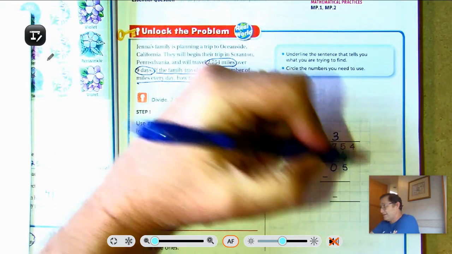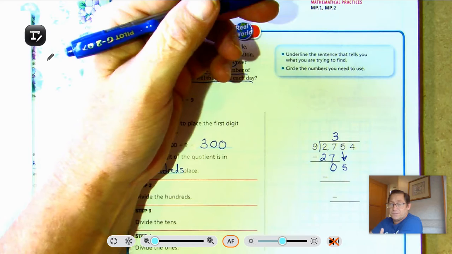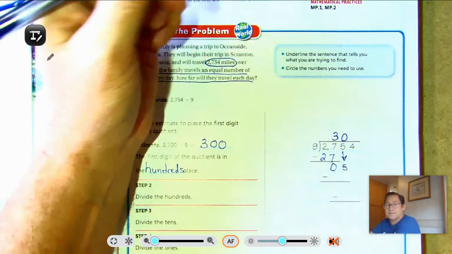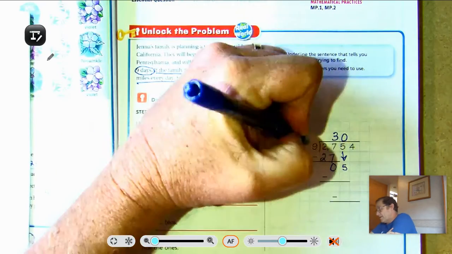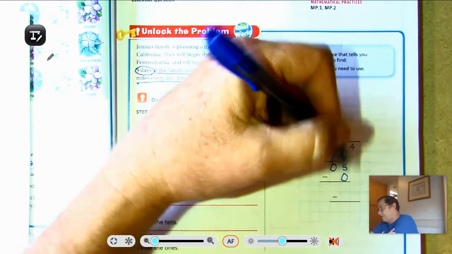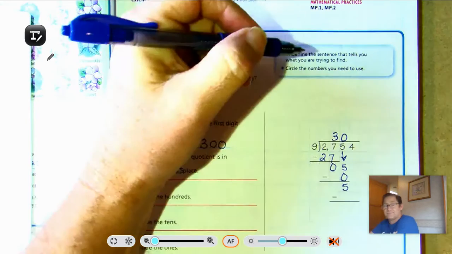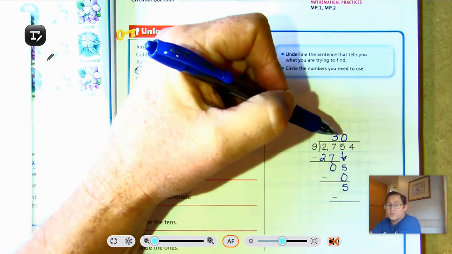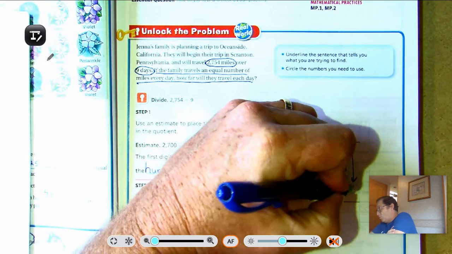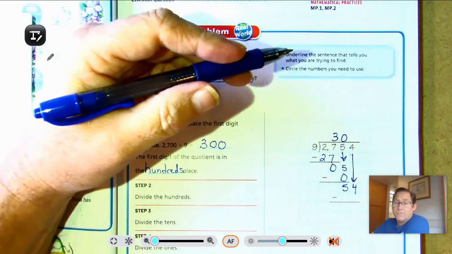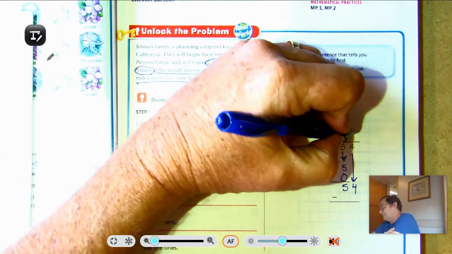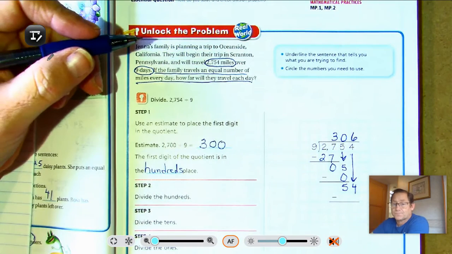And I have 5 tens. Well, I can't share 5 tens with 9 groups. So I'm going to have to put 0 tens in all the 9 groups. 9 times 0 is 0. So 0 tens subtract from 5 tens is 5 tens. Okay, I'm going to trade those 5 tens for 50 ones and bring down the other 4 ones. So now we have 54 ones in 9 groups. We can do that. 9 times 6 is 54.